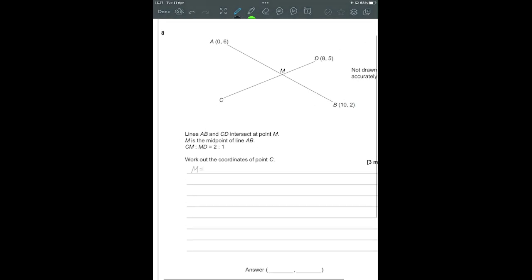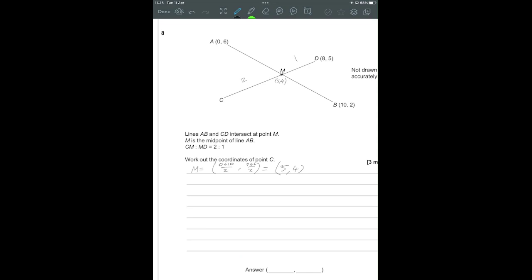So M is going to be the average x coordinate of A and B and the average y coordinate of A and B. That'll be (5, 4). We have here that this is (5, 4). Well, now we need to try and use that ratio. We've been told that this bit here is twice as long as that bit there.